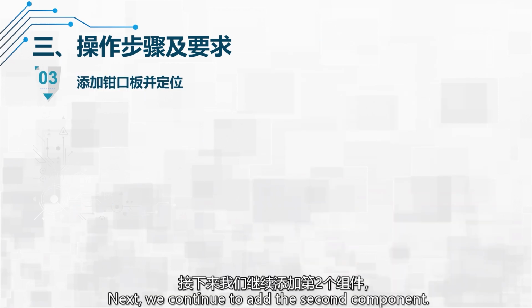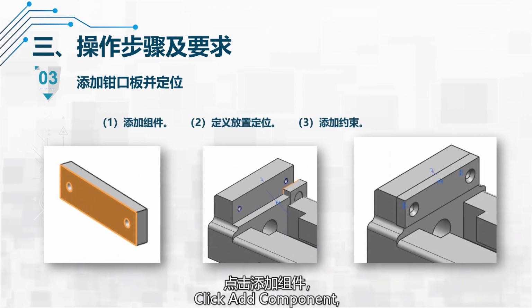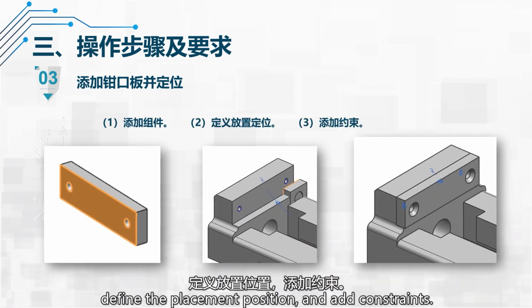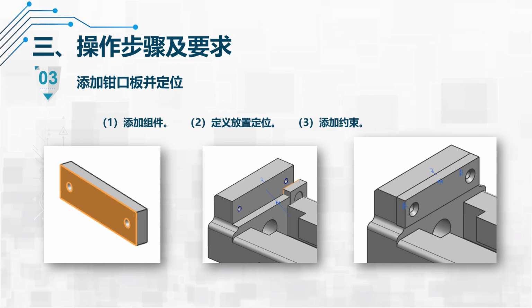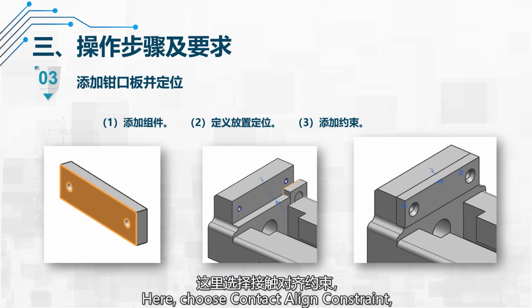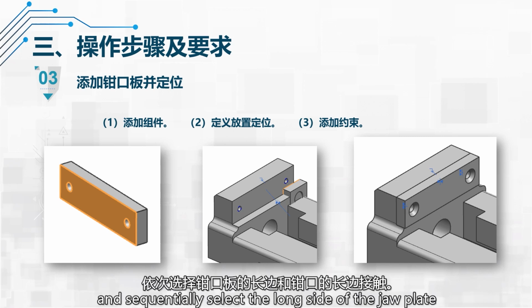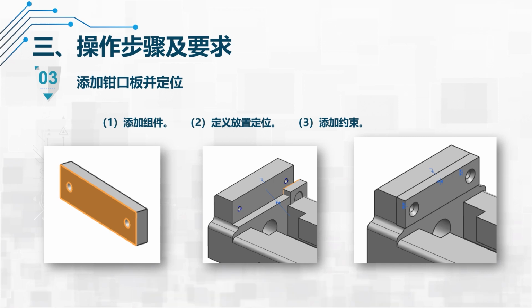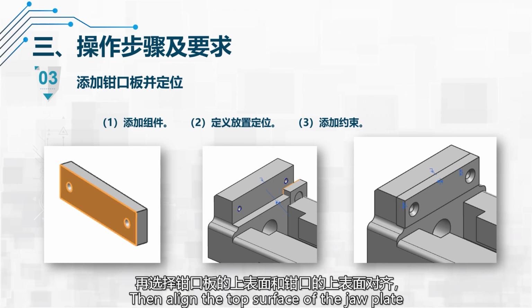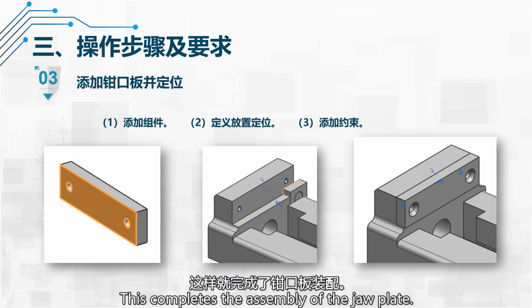Next, we continue to add the second component. Click Add Component. Select the draw plate. Define the placement position and add constraints. Here, choose Contact Align constraint, and sequentially select the long side of the draw plate and the long side of the Vise body for contact. Then align the top surface of the draw plate with the top surface of the Vise body. This completes the assembly of the draw plate.